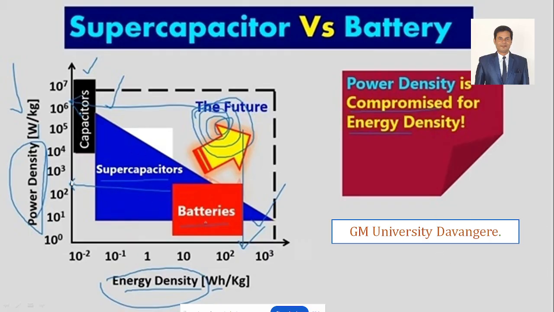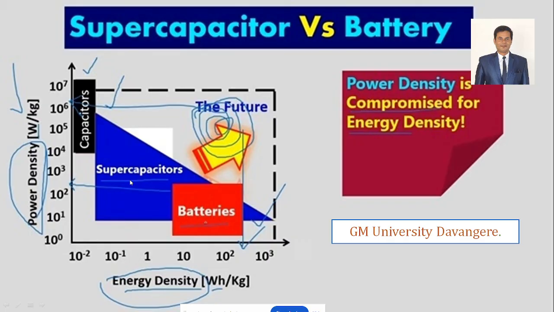If you see, the power density of the batteries will be very less when you compare it with the energy density. The energy density is very high, right? If you want to have both of these, then we have to look at supercapacitors. So the supercapacitor is the only solution.